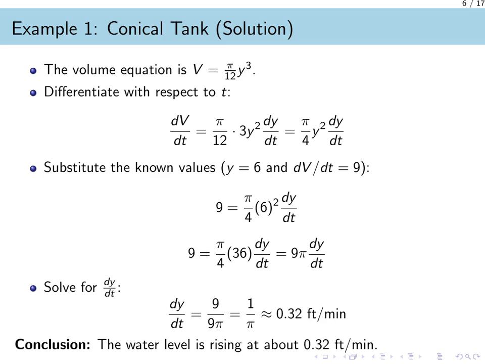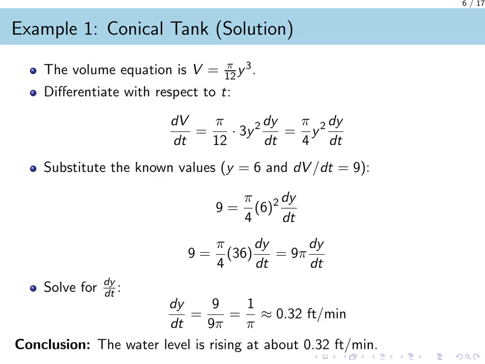With our simplified volume equation, we can now solve for the unknown rate by differentiating with respect to time. Applying the chain rule to the equation V equals pi/12 times y cubed gives us a new equation relating the rates. dV/dt equals pi/4 times y squared times dy/dt. This is the most important step, because it connects the rate we know to the rate we want to find.